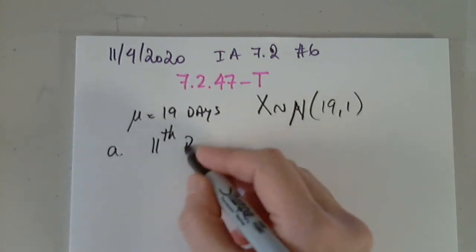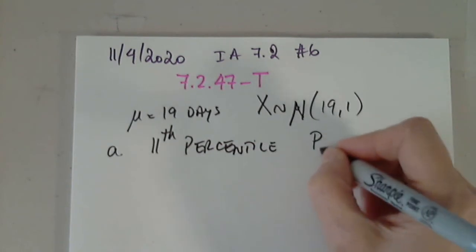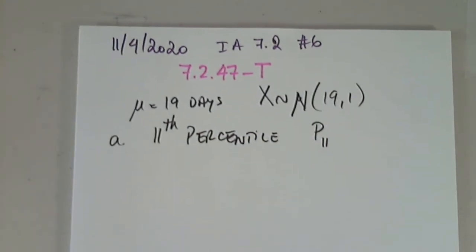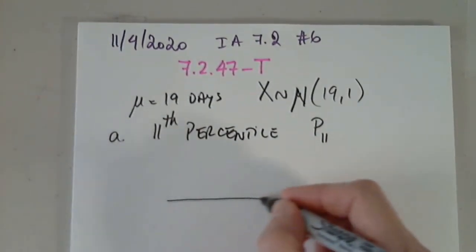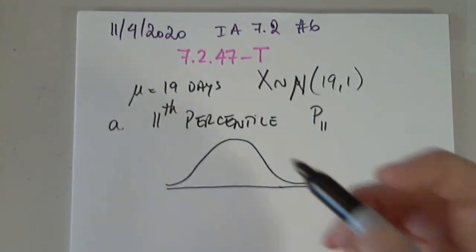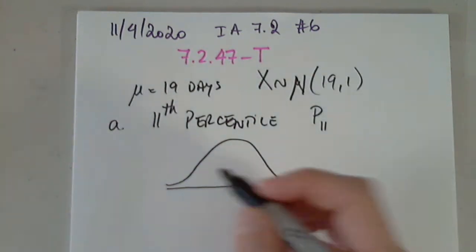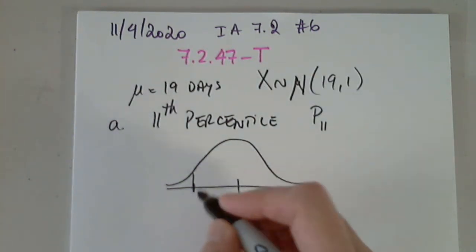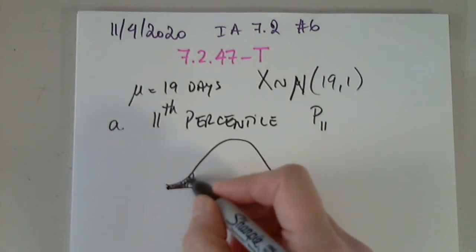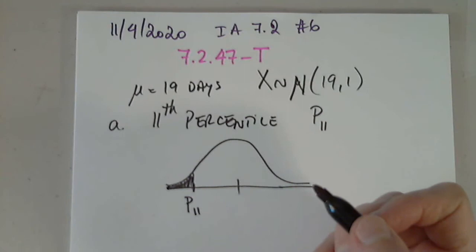11th percentile. If you remember, we called it P11. Okay, so if this is normally distributed, somewhere here is the 50% mark, and 11, I'm going to say it's here. So I'm asked to find this, P11.